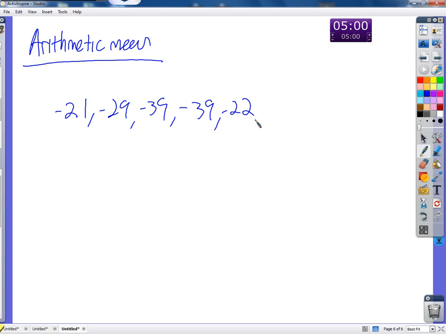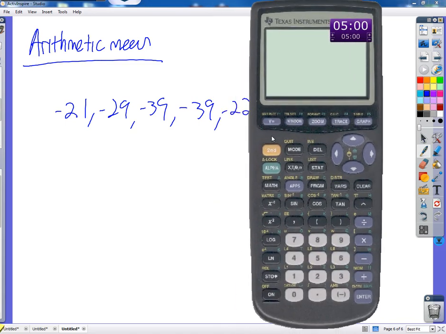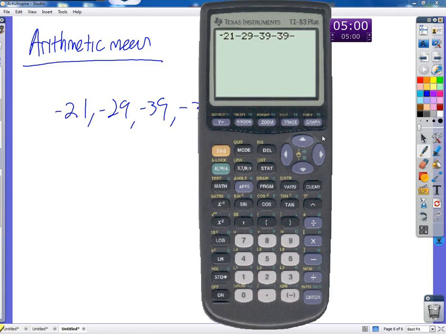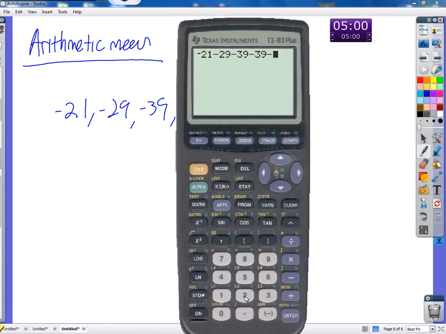Caitlin? You add them all together and then divide by 5. By 5 because there's 5 numbers. Alright, so you add them all up, which means negative 21, minus 29, minus 39, minus 39, minus 22. Okay? So let me ask you this. I'll take my calculator, and I'll start with negative 21, and then I'll subtract 29, and I'll subtract 39, and I'll subtract 39 again, subtract 22.